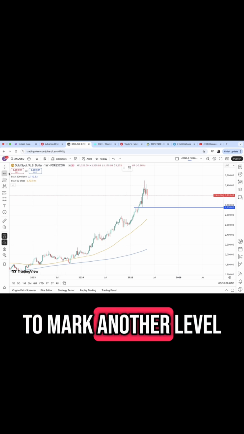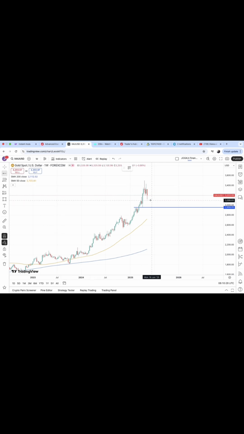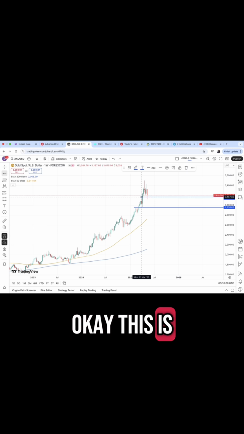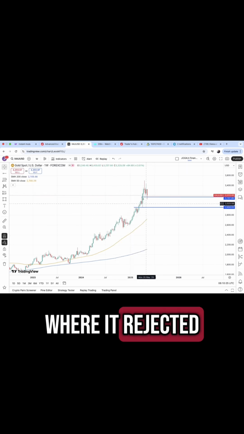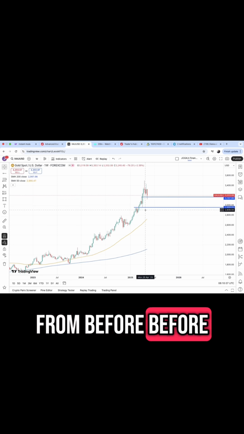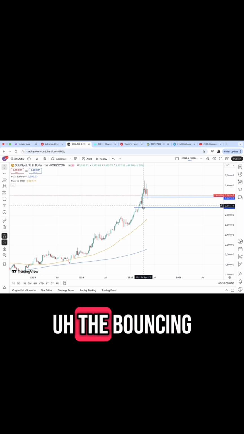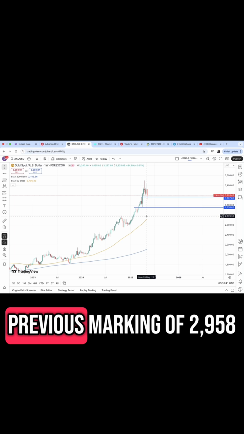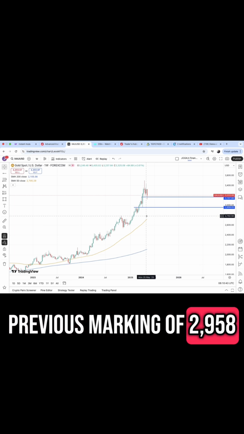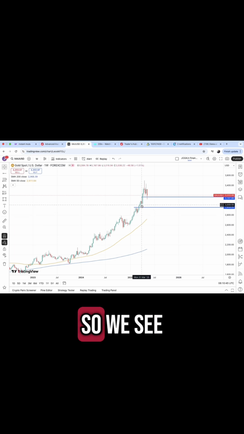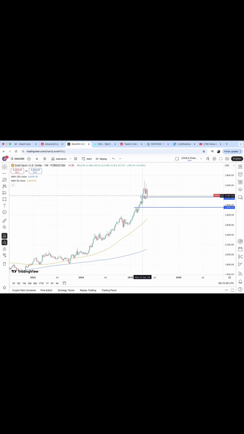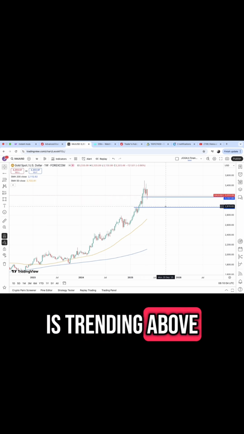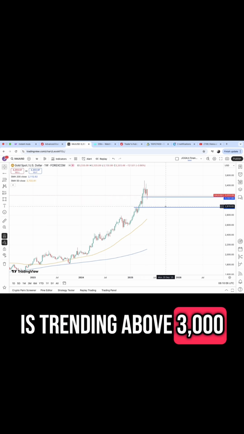Now we're going to mark another level. This is another level here where we are identifying where it rejected from before, the bouncing back on our previous marking of 2,958. So we mark it as well here. We saw a breakout. Now here gold is trending above.